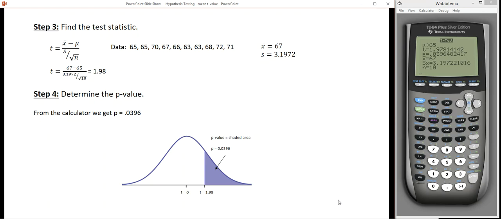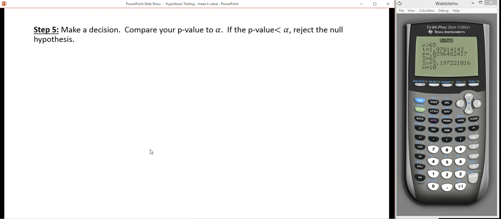Now it's time to make a decision and draw a conclusion. So making a decision, we're going to compare our p-value to alpha. If the p-value is less than alpha, then we reject the null hypothesis. So we always ask the same question every time. Is our p-value less than alpha? So on the screen we can see from our calculator, our p-value is 0.0396, and our alpha for the problem was 0.05. So we'll just write that inequality with a question mark. We're going to answer yes or no. In this case, 0.0396 is less than 0.05, so yes, we reject the null.